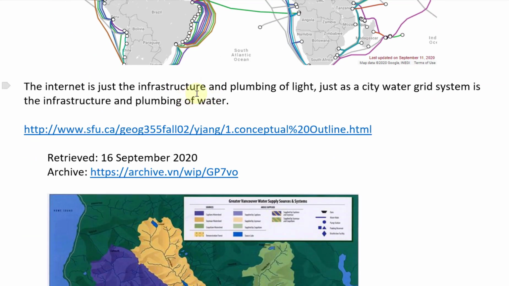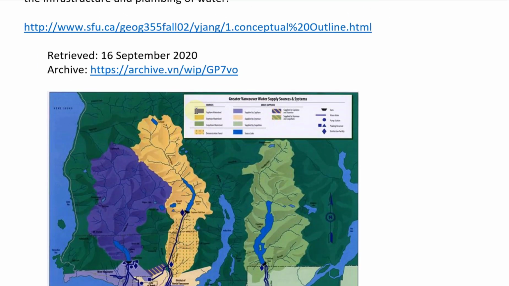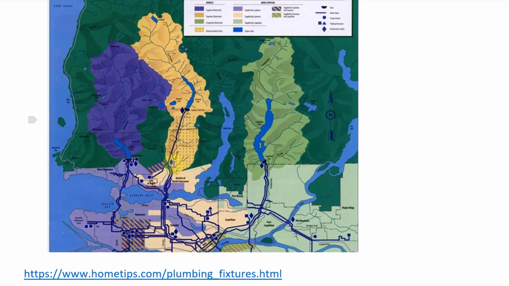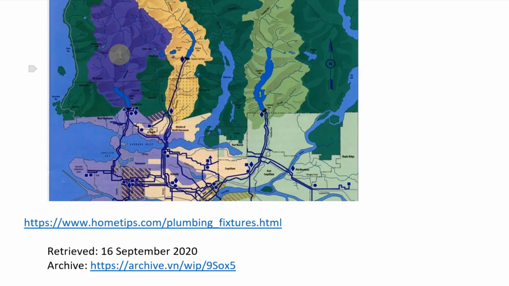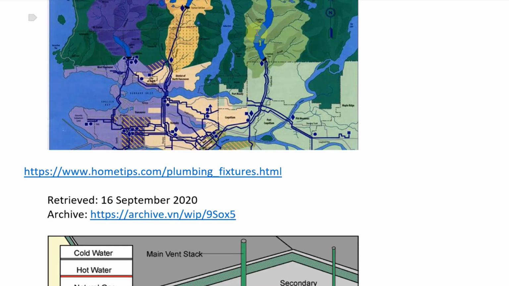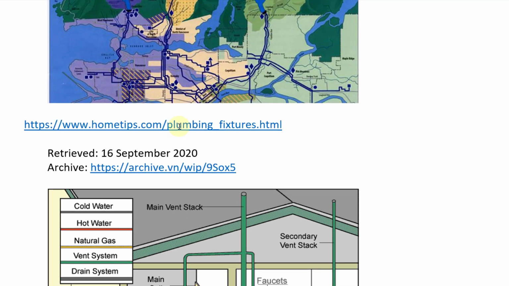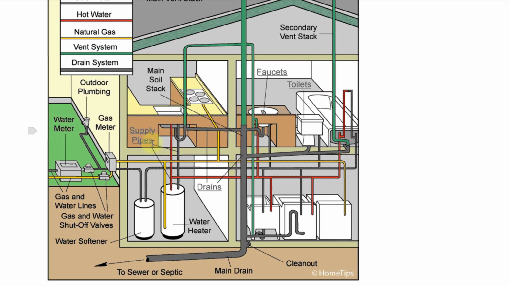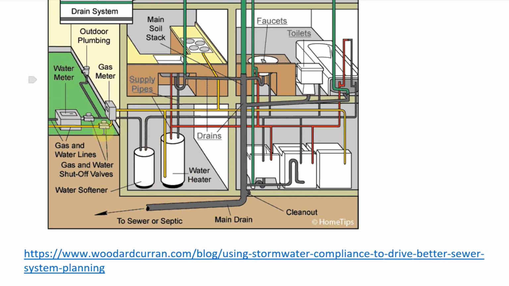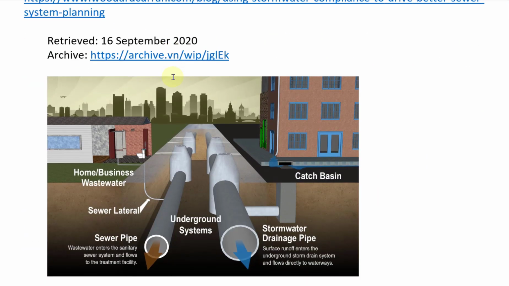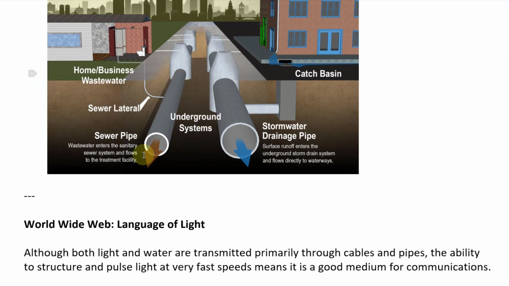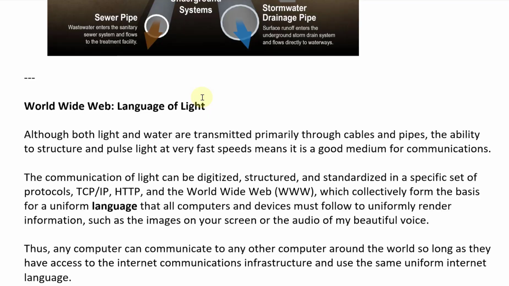So the internet is just the infrastructure and plumbing of light, just as a city water grid system is the infrastructure and plumbing of water. For example, here's this water one. This is actually Vancouver, BC, Canada. You got some rivers and aquifers and so on, and lakes, and then you got all this interconnected plumbing going straight to the city. Here's more plumbing in the house. There's the main drain and so on. You got the water lines coming in, electric, gas, and so on. And here's under a city, you got the plumbing for sewage and stormwater and so on. So I just want to show that analogy with light.